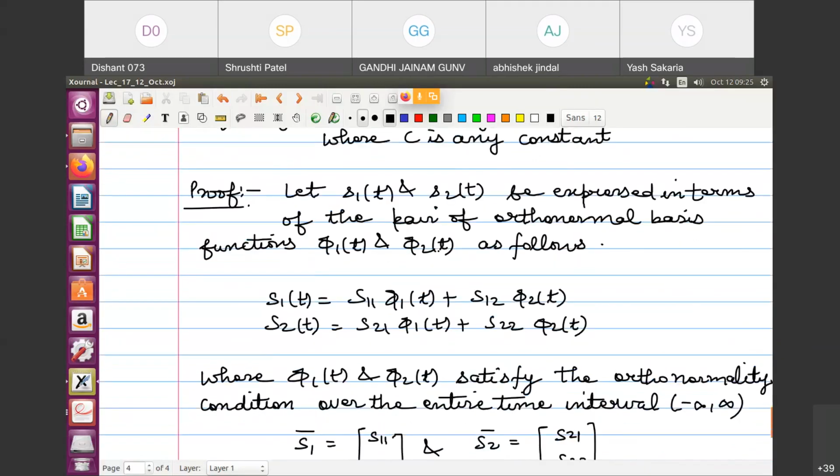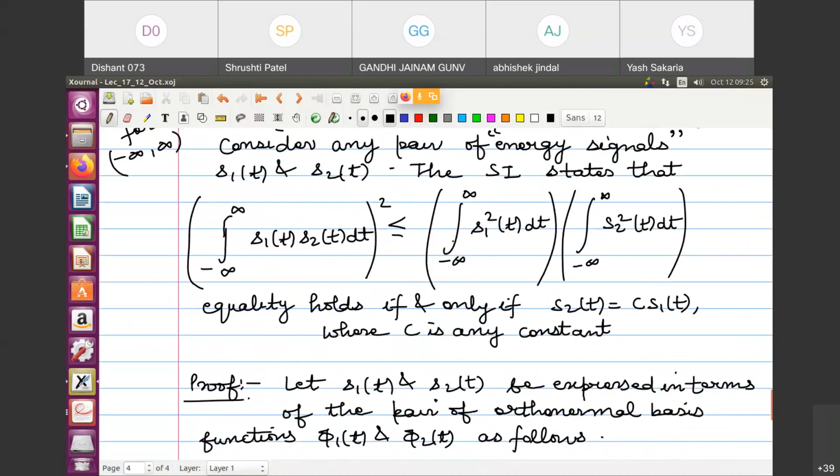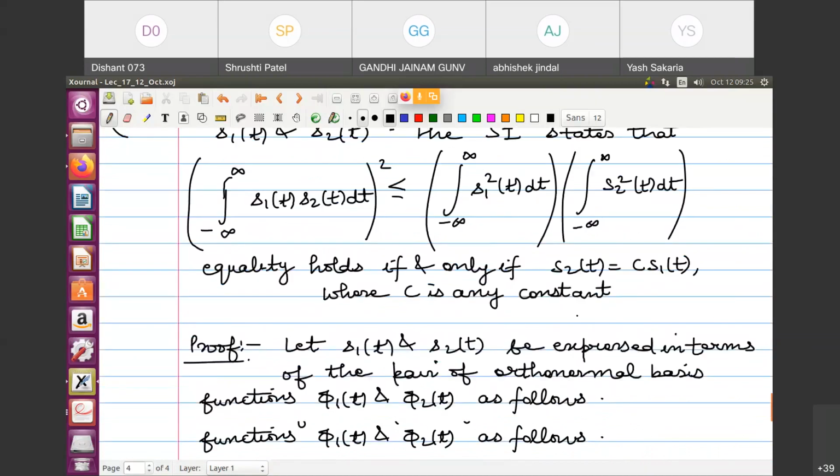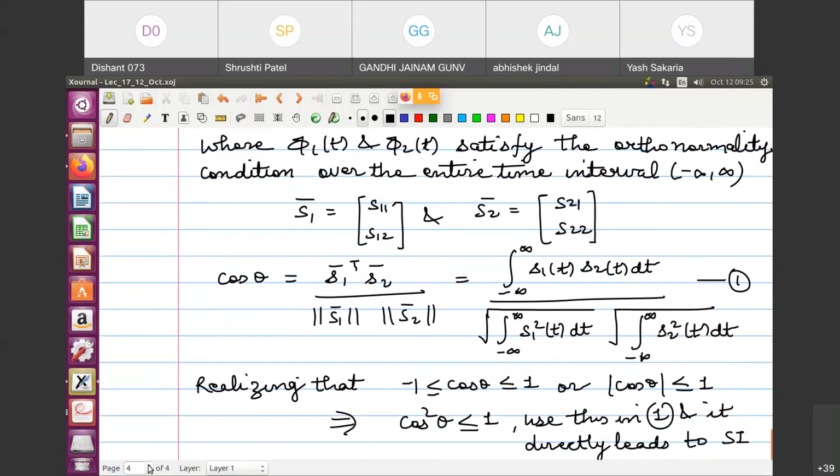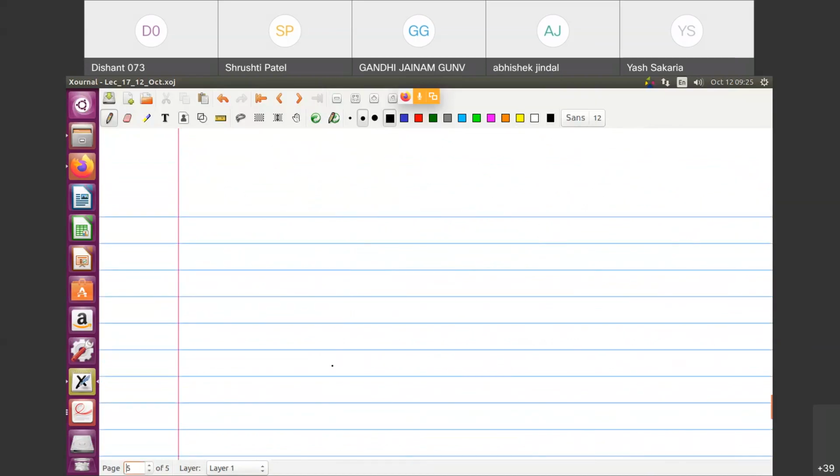Okay, so we have proven one aspect, that this is less than or equal to this, but we have not yet proved in what conditions the equality holds. If at all the equality holds, then this should be the case. Let us see how you show that. This is, I think, straightforward to show.